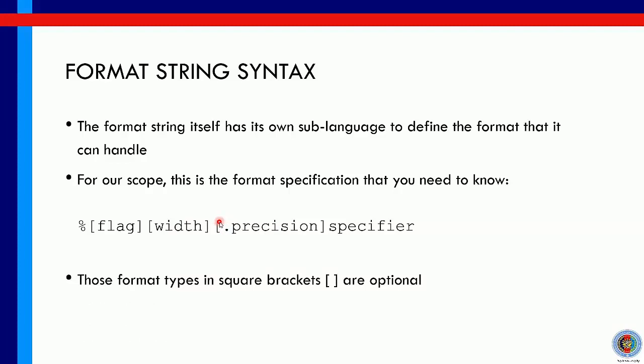All the formats that we put in square brackets are optional, which means flag, width, and precision are all optional. This is not syntax notation, but it is just a convention to show something that is optional: we put it in square brackets.